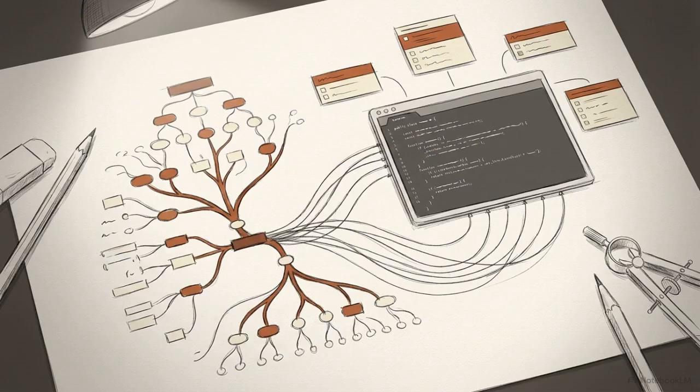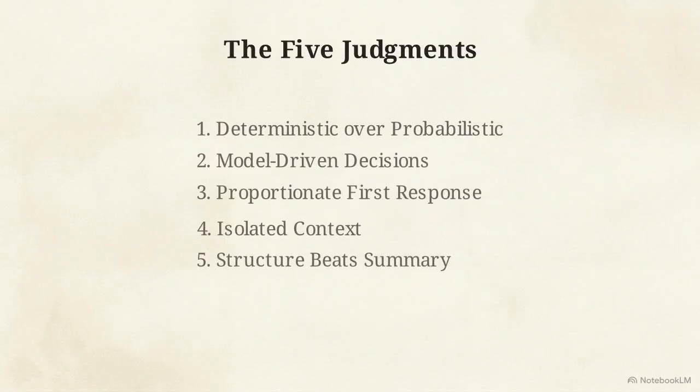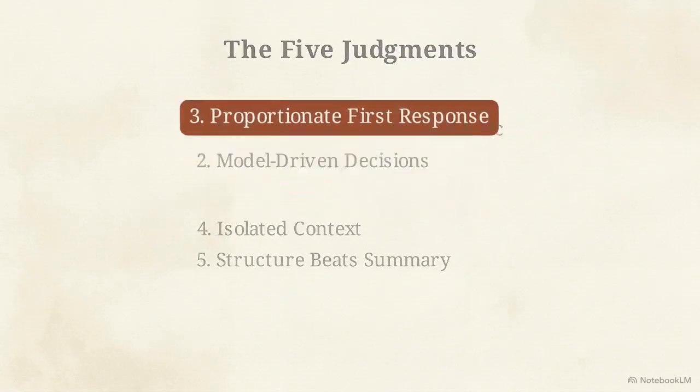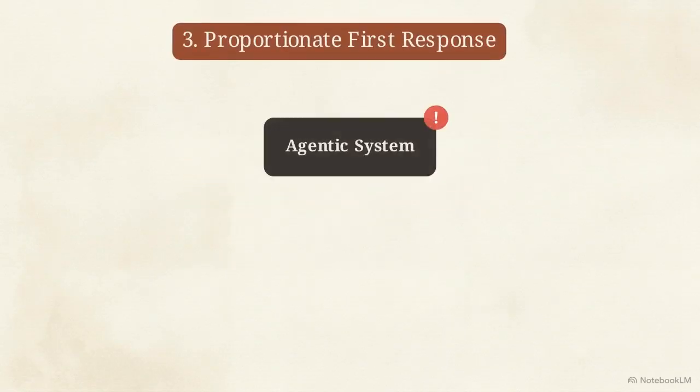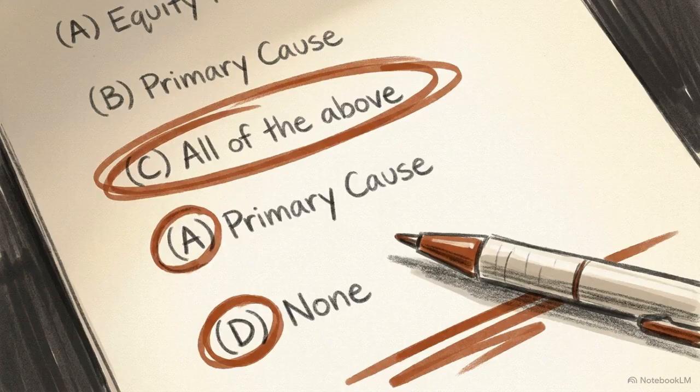Before writing any code, we need to understand the framework. 80% of the exam questions test your ability to recognize a specific architectural pattern over raw syntax. This framework relies on 5 key judgments, but let's look closely at proportionate response. When a system fails, your first fix must always be the smallest, most direct mechanism addressing the root cause. The exam uses distractors to test this discipline.